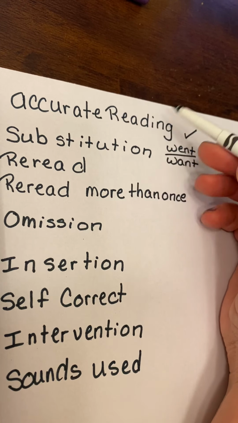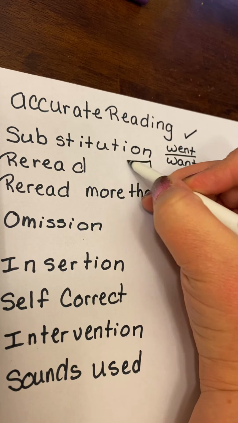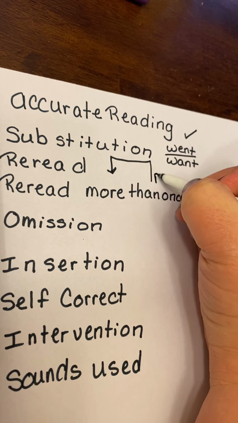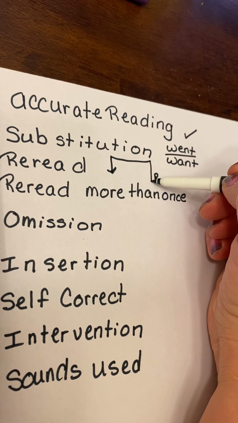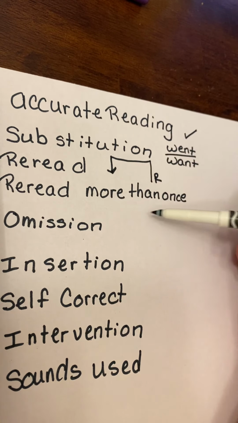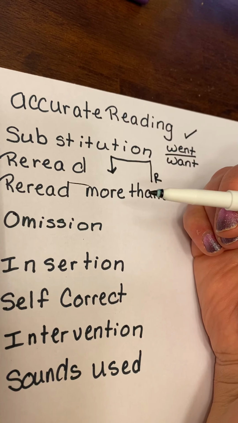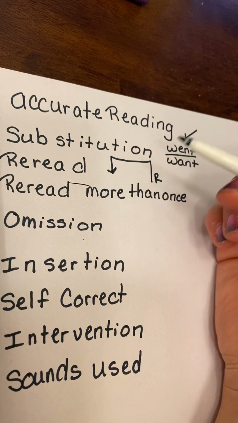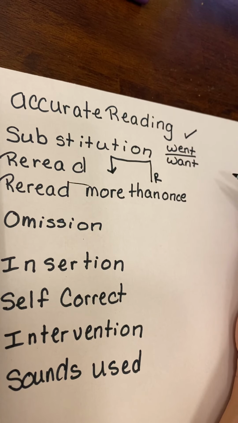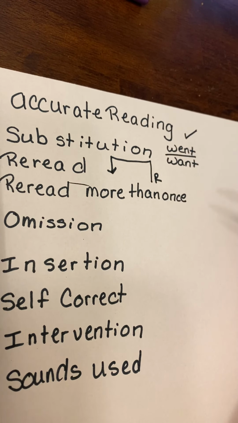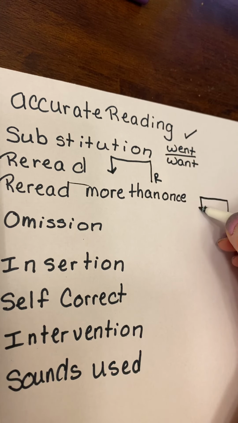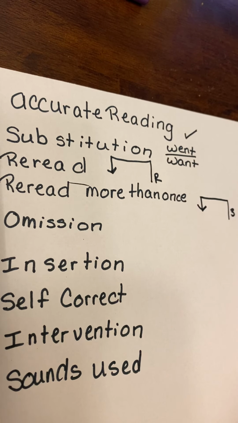Now, if they reread something, you just draw a line and put an R. So this is where they stopped. If I was rereading more than once, I would just draw a line back and around to where they started. When they're self-correcting, we really do want to see a lot of rereads. That helps them, because they're going back to really get the meaning. If they reread it more than once, we do the same thing around the whole phrase or sentence that they reread, and then we just put how many times. If they do it twice, you can do that there.